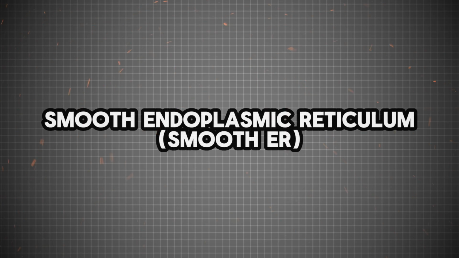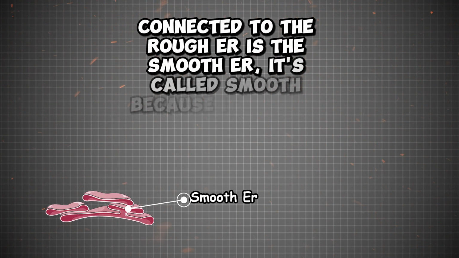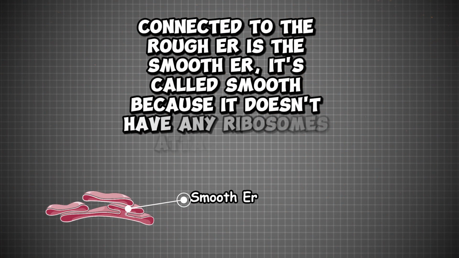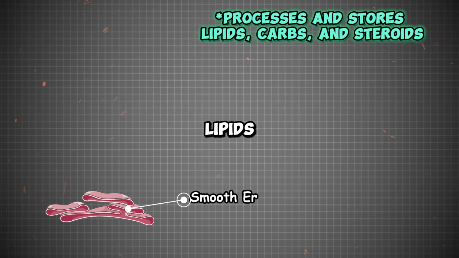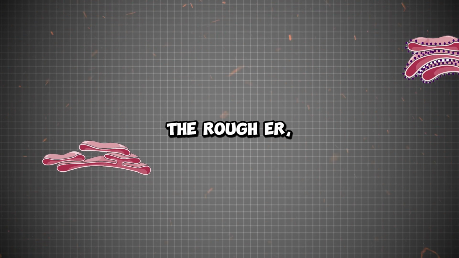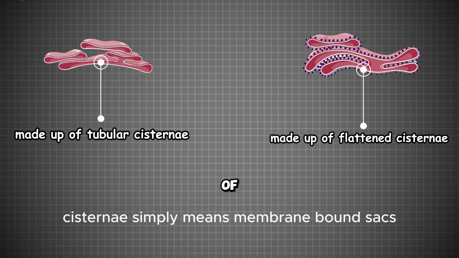Smooth endoplasmic reticulum. Connected to the rough ER is the smooth ER. It's called smooth because it doesn't have any ribosomes attached to it. Its function is to process and store lipids, carbohydrates, and steroids. And remember that just like the rough ER, the smooth ER is also made up of cisternae. But the cisternae of the smooth ER is tubular, while that of the rough ER is flattened.